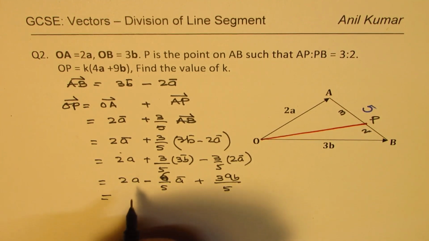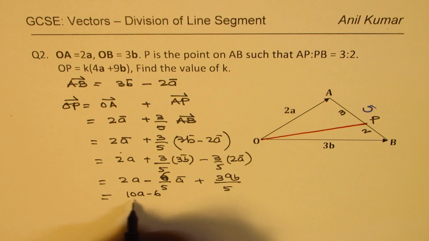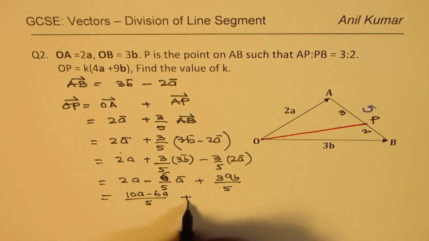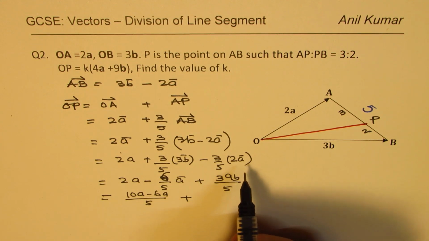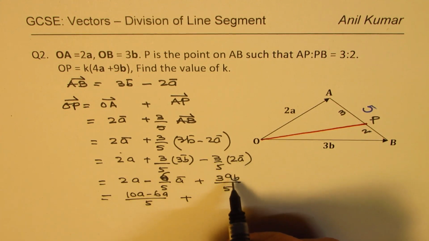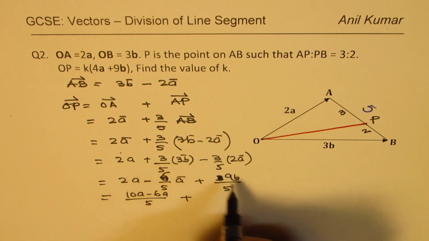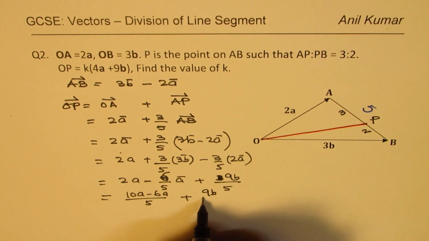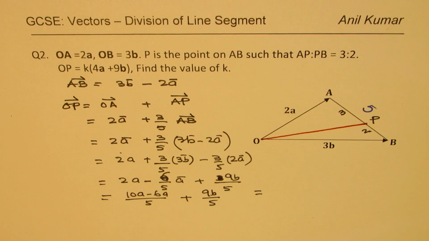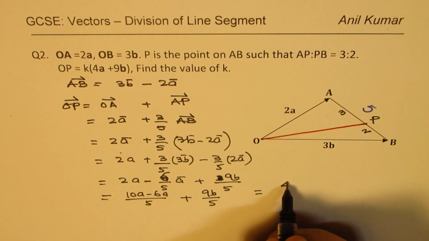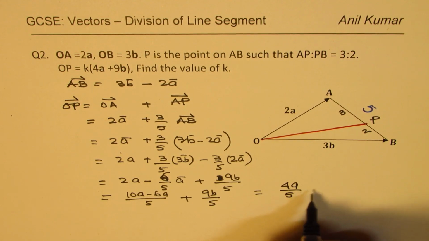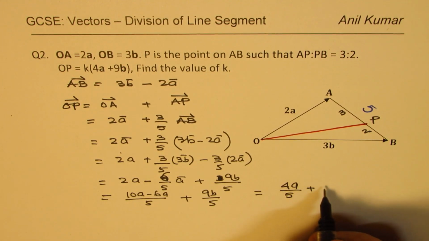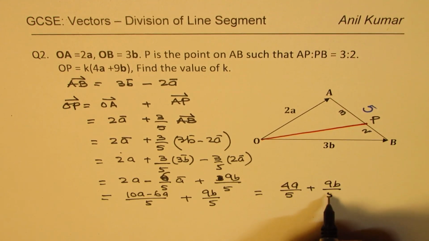10A minus 6. So we have 10A minus 6A over 5 plus 3 times 2, okay, this was just 9, right? 3 times 3 is 9. So it is 9B over 5, correct? Okay, let's take it here. So this is 10 minus 6 is 4. So we get 4A over 5 plus 9B over 5.